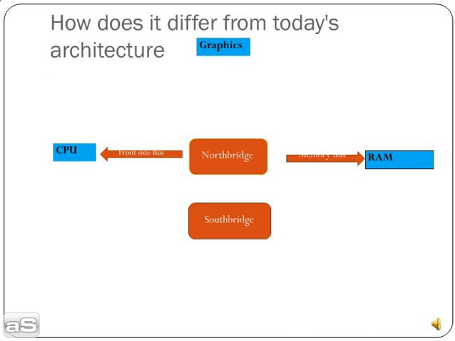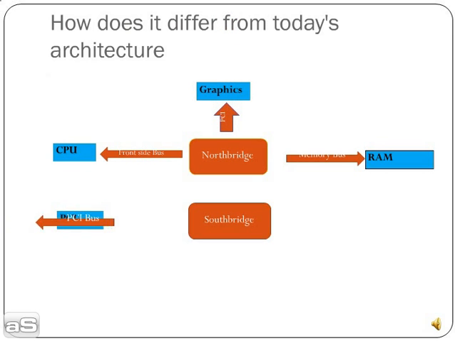The South Bridge is responsible for the slower processes: reading and writing to the hard disk drive, input and output from mouse and keyboard, and communication with other devices like sound cards and network interface cards.